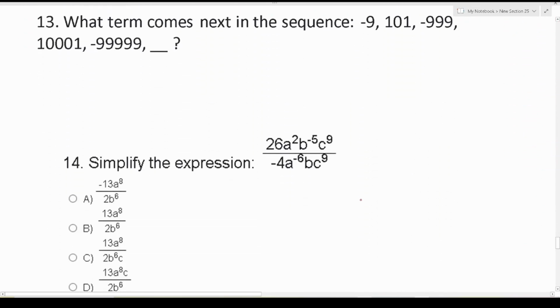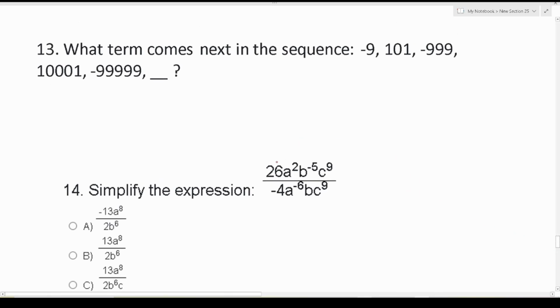All right, number 13 says, what term comes next in the sequence? We have -9, 101, -999, 1001 and negative 99999. Okay, so this is a pretty challenging question. That said, and again, I took away the answer choices because it would be too obvious if I left those in. But let's see what we have going on here.